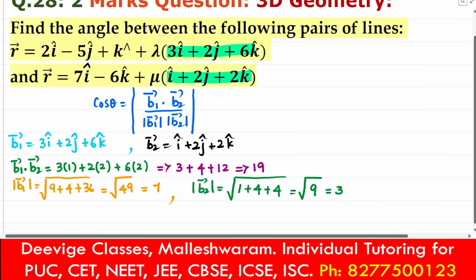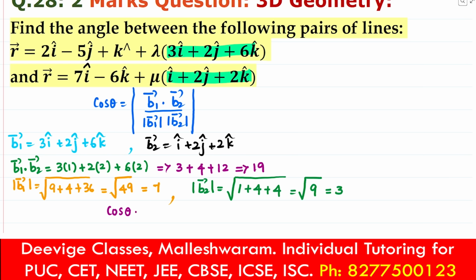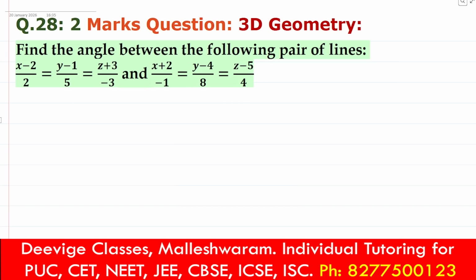So cos theta will be equal to 19 divided by 7 into 3, which gives theta is equal to cos inverse of 19 divided by 21, the angle between the pair of lines. Next, same type of question.